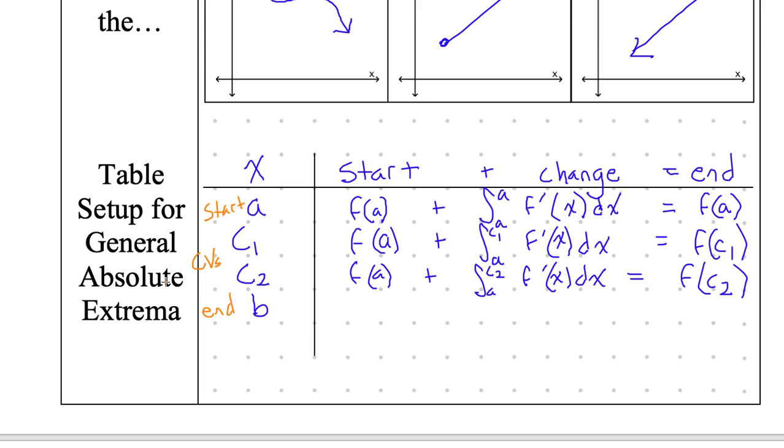Questions? We'll really see what's going on when we start working on homework.